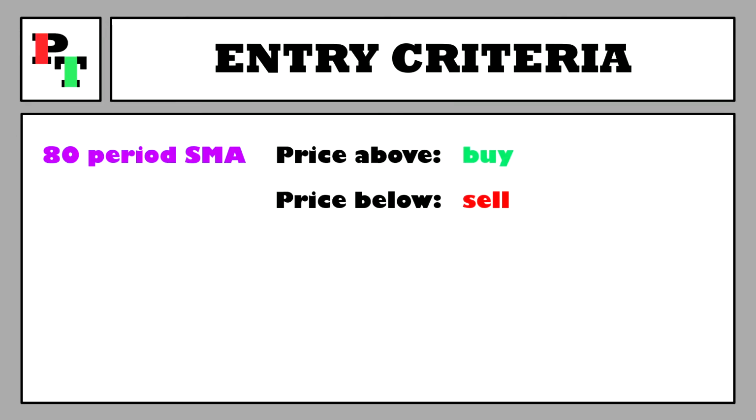The 80 period simple moving average will be used as our filter for the overall market trend. So when price is above the 80 period average, we're only going to be entering buy trades, and when price is below the 80 period average, it will just be the sell trades.